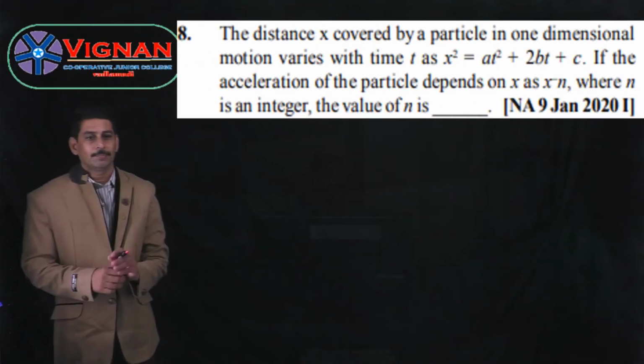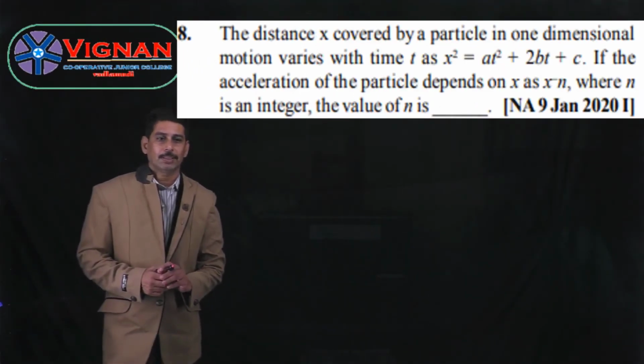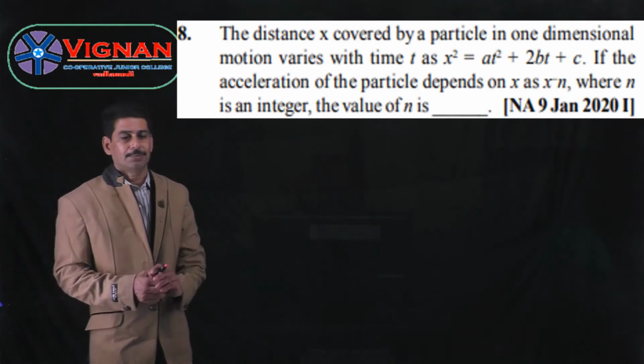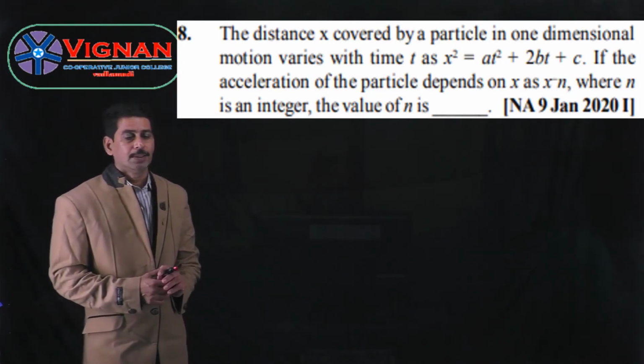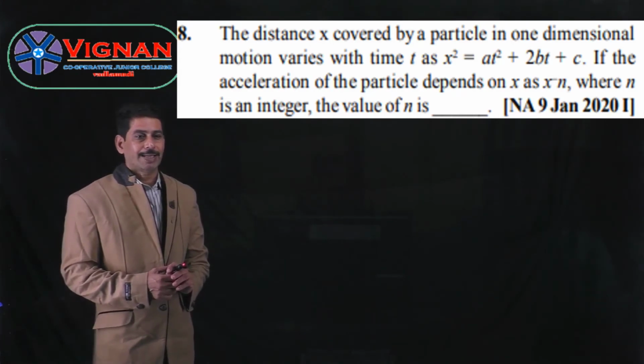See the next problem. The distance x covered by a particle in one dimensional motion varies with the time t as x square is equal to a t square plus 2bt plus c. If the acceleration of the particle depends on x as x power minus n, where n is an integer, the value of n is.